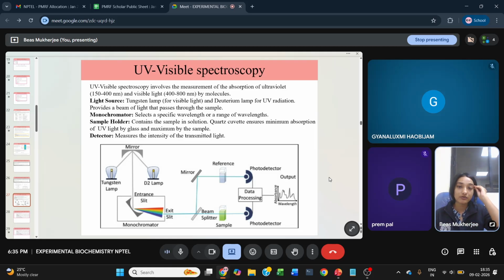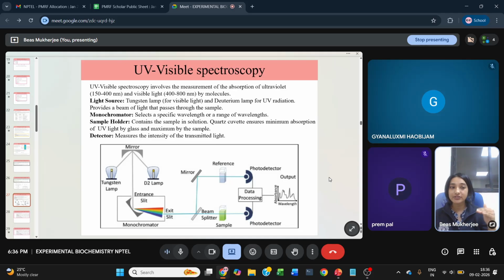So monochromator. What is a monochromator? If you look at the figure, from this tungsten lamp and D2 lamp, the deuterium lamp, the light is getting emitted and there is a mirror and light is getting reflected. It is coming to the monochromator. We have come across the monochromator in our previous slides as well. You remember that the monochromator is selecting one specific wavelength only. Through that slit only one specific wavelength from this white light goes into our sample, and as it goes, you see there is this beam splitter, a mirror and a reference. So there is a reference cell, and there is this sample.